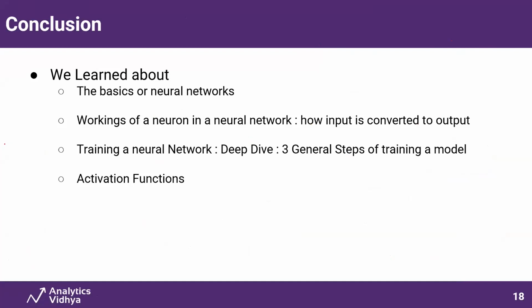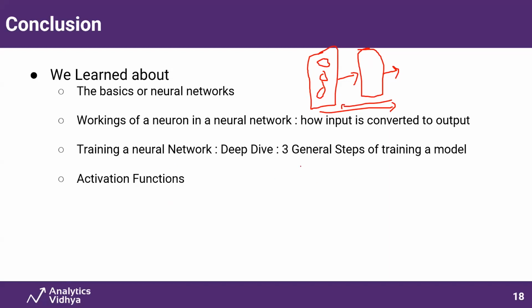Yes, so that is the end of our slide. To conclude, we learned about the basics of a neural network, how neural networks took inspiration from neurons in a brain. What is the working of a neural network, right? We saw how input is converted to an output, and how the output of each neuron gets passed to the input of the next layer, and so on. So how does forward propagation or backward propagation work? We got to know about that, right?